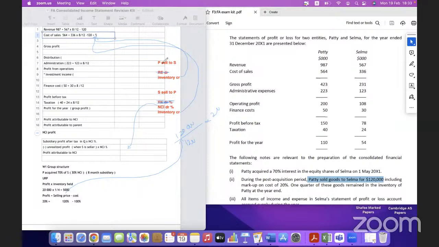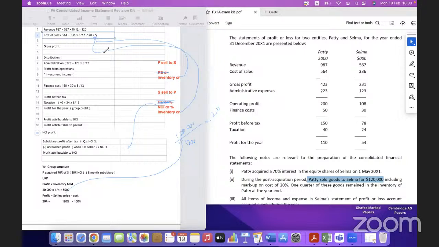Okay, so guys, see, these are double entries. When the parent sells to the subsidiary, retained earnings debit, that no need to show. Inventory credit, that's why we are adding. If the subsidiary had sold to the parent, retained earnings debit, no need to do. NCI debit will happen here down. Inventory account credit only, guys, is what we are doing here.